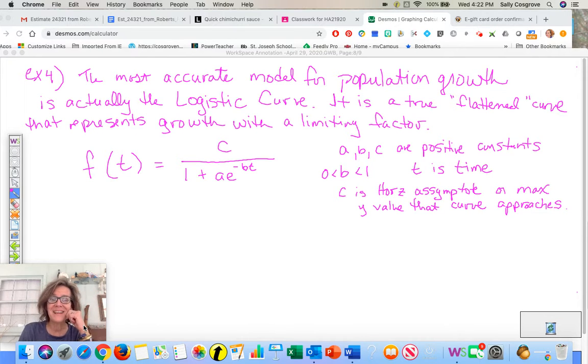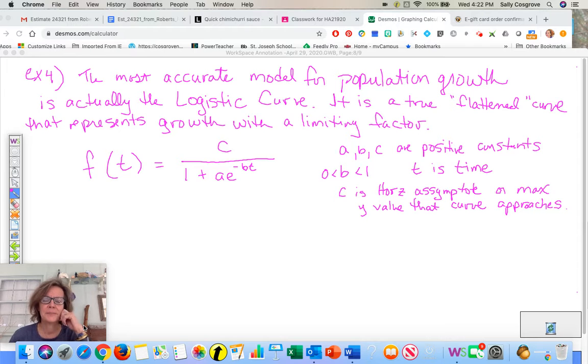We've looked at something else like that about a month ago, the whole phrase of flattening the curve. Well, a true flattened curve is one that is a logistic curve. And it starts out looking like an exponential, but then it flattens off because it has some kind of limiting factor that instead of just growing and growing unrestrained, at some point it flattens out and approaches some number.